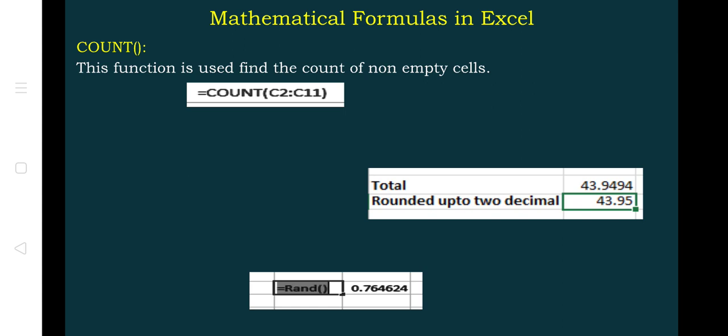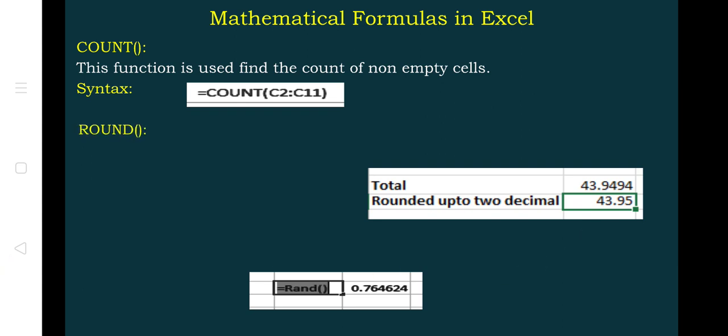The cells may or may not contain values. Suppose you want to count the number of cells which are non-empty; for that we can use the COUNT function. The example given is equal to COUNT of C2:C11, meaning the cells from C2 to C11 which are non-empty will be counted. Suppose some cells in between are empty, they will not be considered. Okay, so that is the result of this COUNT function.